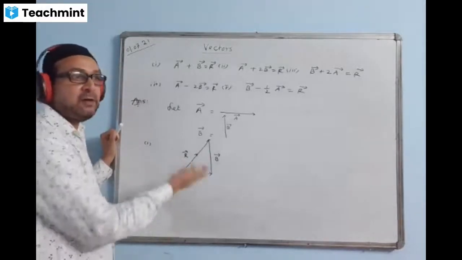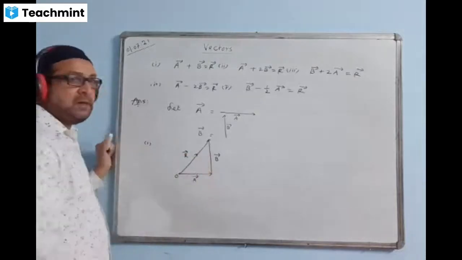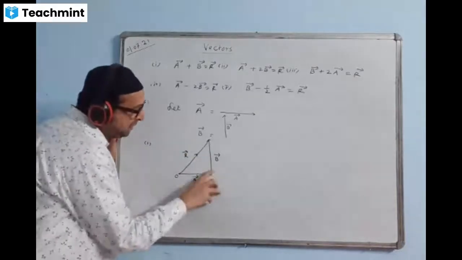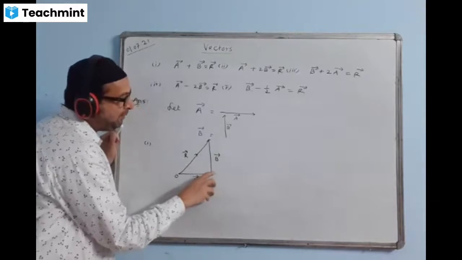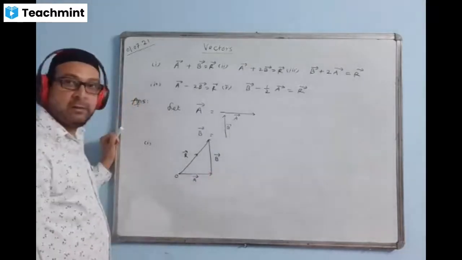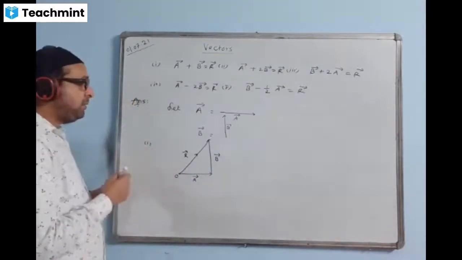R square is equal to A square plus B square. Pythagoras will apply here because the angle between them is 90 degrees. Actually, this angle we are taking as 90, but this is also coming 90. 180 minus 90 will come here 90. So this diagram is done.